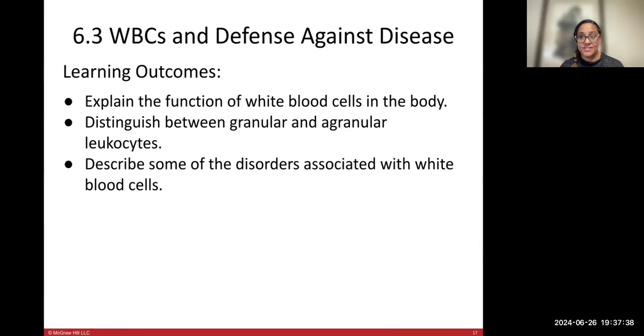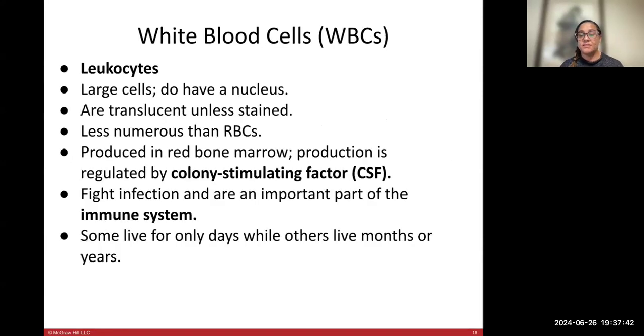The next section is about white blood cells, WBCs. Its fancy science name is leukocyte. They are large cells. They have a nucleus. They are translucent unless we actually stain them, which of course we do when we want to look at them. They're less numerous than red blood cells, but just as important. They're produced in red bone marrow. Production is regulated by colony stimulating factor. They fight infection and are an important part of the immune system. Some live only for days, while others live months or even years.